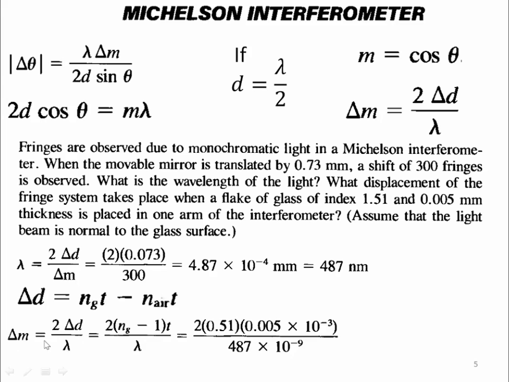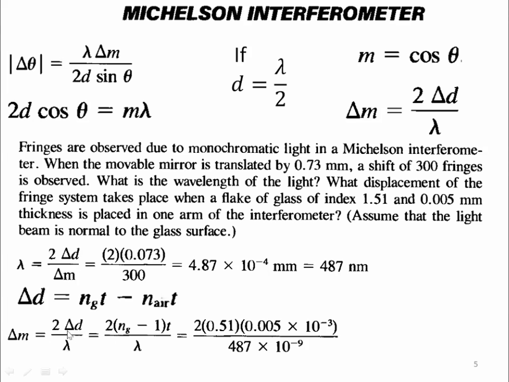When we introduce the glass plate, we know the refractive index of the glass plate. So the total additional change in path difference, delta D, will be equal to Ng into t, where t is the thickness of that plate, minus N air into t. N air is 1. The thickness we can measure for that glass plate. So delta D will be Ng minus 1 times t, and this will be just 2 times that, so put it in to find delta M.